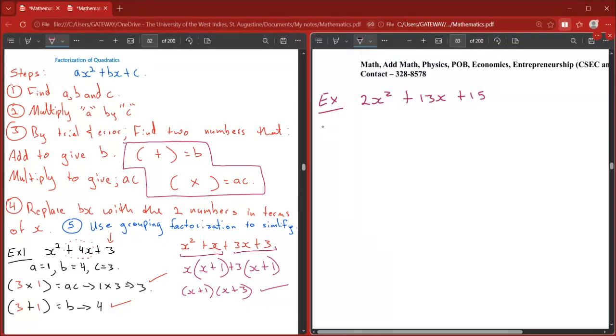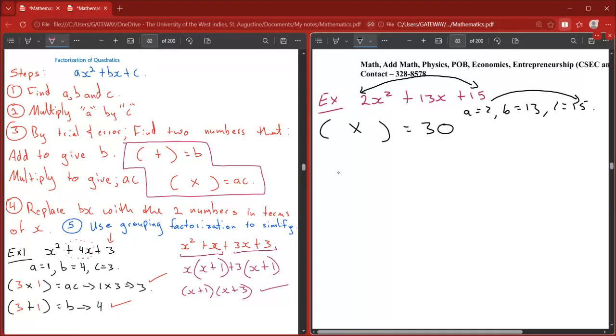So you look for two numbers that, when multiplied, will give you the product of 2 times 15, which is 30, because it is a times c. In this case, a is 2, b is 13, and c is 15. So 30 is basically AC, which is 2 times 15, which is 30. You look for two numbers that, when added, will give you b. But what is b? B is positive 13. So I know 10 plus 3 is 13, and 10 times 3 is 30.